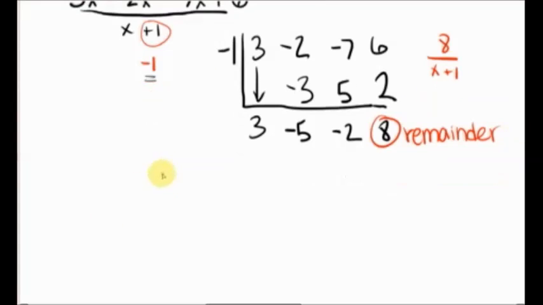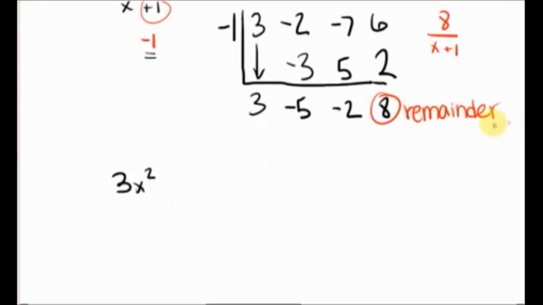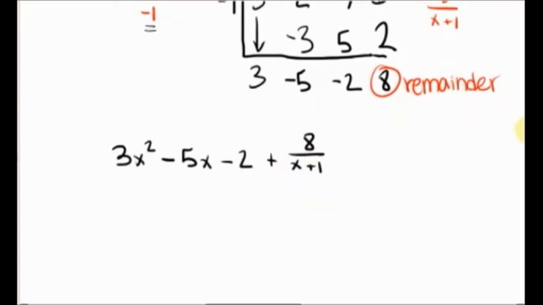And so how you write this would be 3x squared. Now, I feel like I should point that out. No matter what, whenever you do synthetic division, the first number in the end result answer will be 1 less to the power than the original problem. So it'll be 3x squared minus 5x minus 2 plus 8 over x plus 1. And that is your answer.